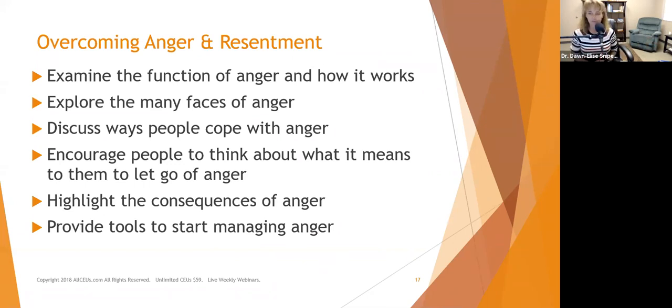Highlight the consequences of anger in the short term and the long term, and provide clients tools to start managing anger, including keeping an anger log, paying attention to their anger triggers, and developing an anger emergency response plan. So when they feel themselves starting to get upset or starting to get frustrated, what can they do? Can they count to 10? Do they need to go on a walk? What is it they need to do?